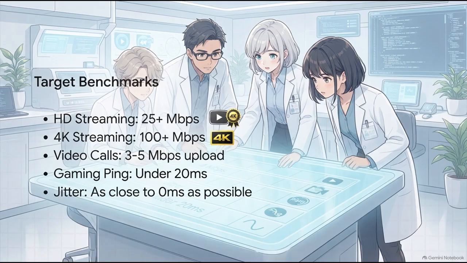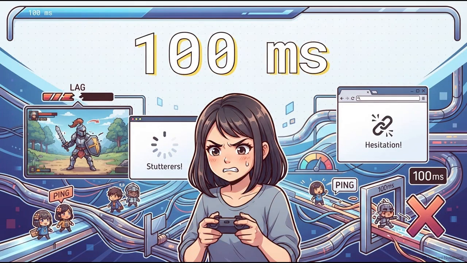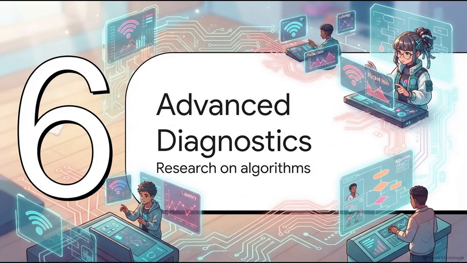For gaming, you want your ping firmly under 20 milliseconds. And again, that jitter needs to be hovering right around 0. And keep this specific number in mind, 100. If your ping creeps over 100 milliseconds, you are going to experience severe, highly noticeable lag. Honestly, it doesn't even matter if you have a massive gigabit download speed at that point. If your ping is over 100, web pages are going to hesitate and your games are going to stutter. Let's level up a bit.